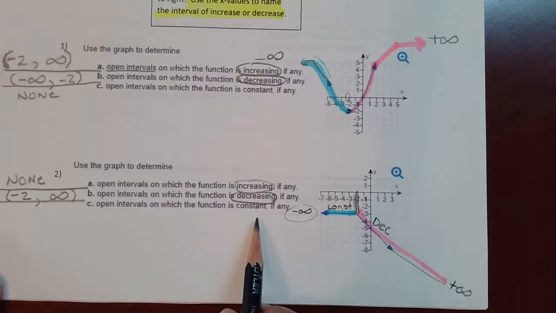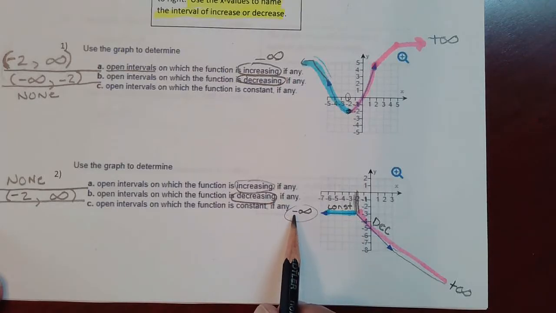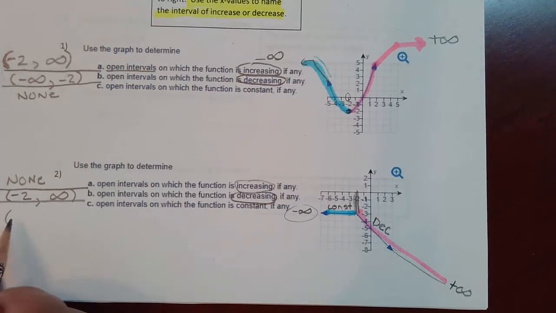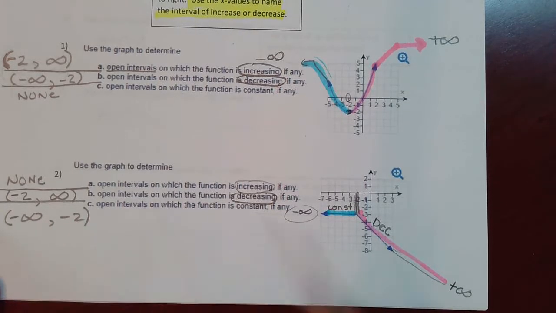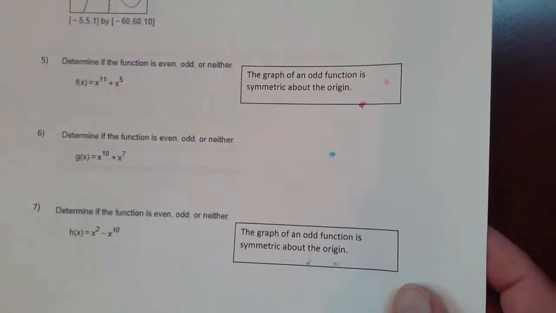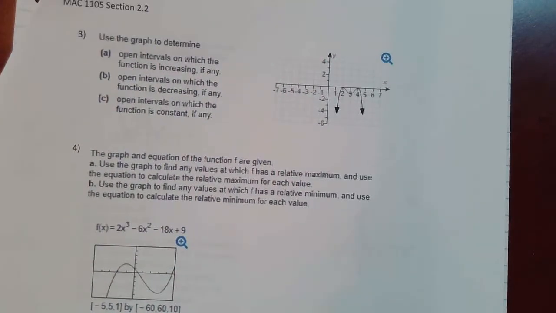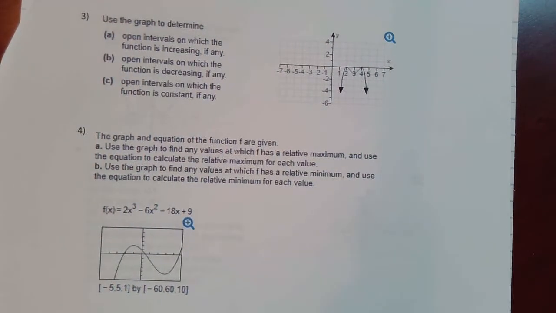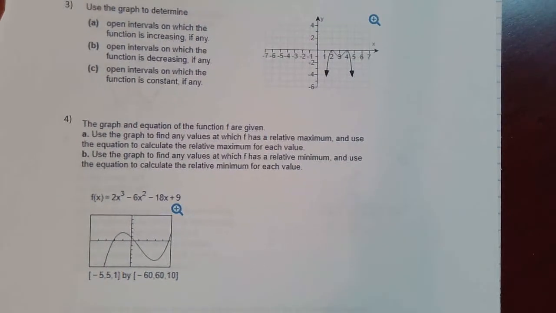Open intervals where the function is constant. Described that already and highlighted it for you in blue, from negative infinity to -2. Okay, and those are all 3 answers there. Moving to the next page where you are doing more of the same on this next problem. You're doing number 3. I've got another picture there. More activity on this problem.